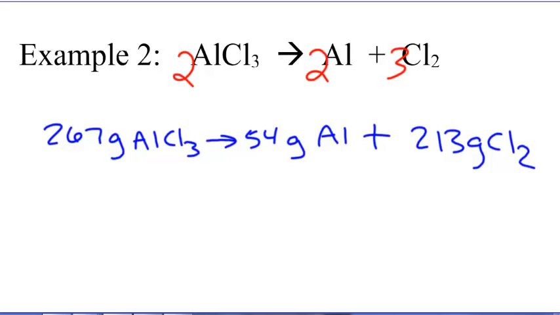Thank you. Here is our final answer. 267 grams of aluminum chloride yield 54 grams of aluminum plus 213 grams of chlorine.